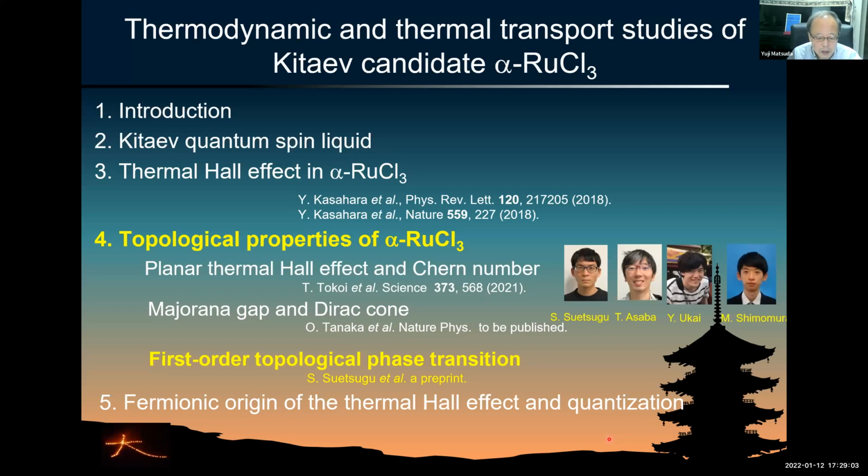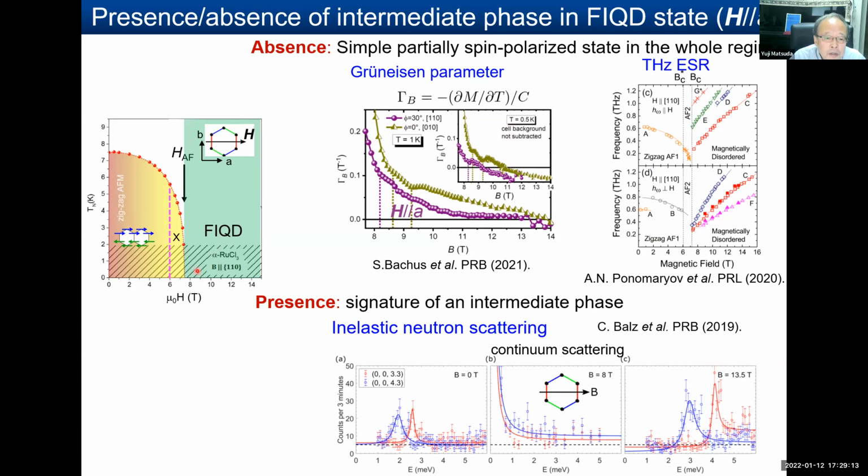Okay, let me discuss the first-order topological phase transition. The thermal Hall effect indicates the presence of an intermediate phase at high temperatures above the zigzag antiferromagnetic phase. However, the presence or absence of an intermediate phase is still controversial. For example, the absence of such a phase has been pointed out by a Grüneisen parameter experiment.